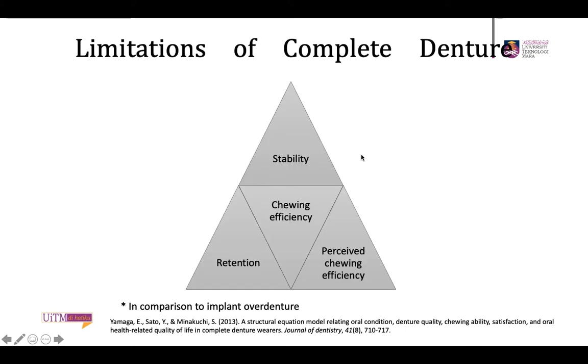So what are the limitations of complete dentures? Of course, anything that you do as a human always has limitations. Comparing complete dentures to implant overdenture, complete dentures have less stability than the implant overdenture. In terms of retention, it is not as good. Perceived chewing efficiency is less, and the chewing efficiency of complete dentures is not as good as the implant overdenture or the patient's natural dentition.